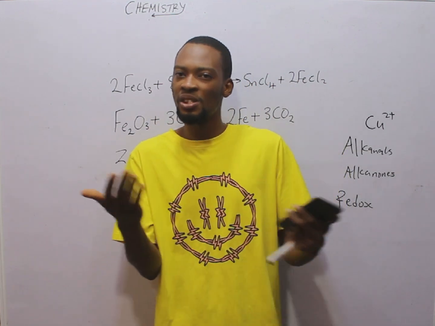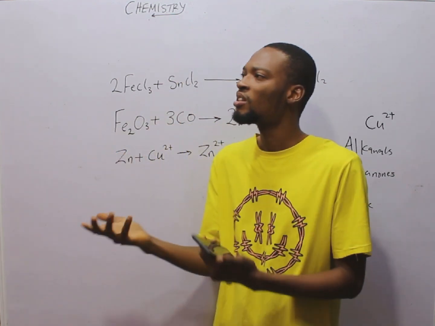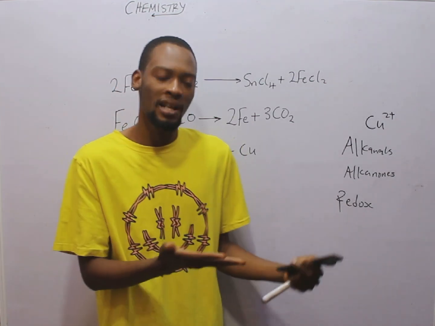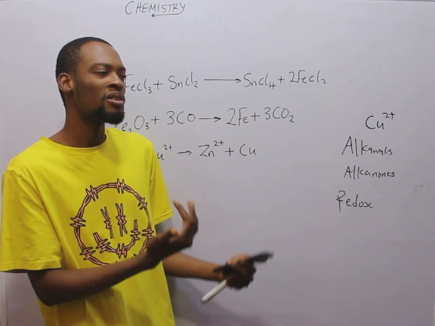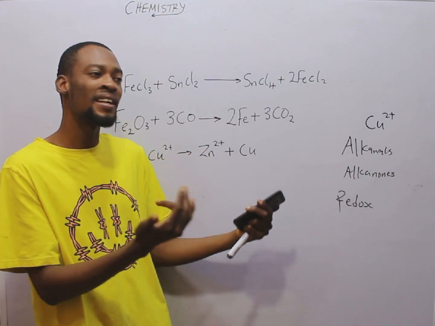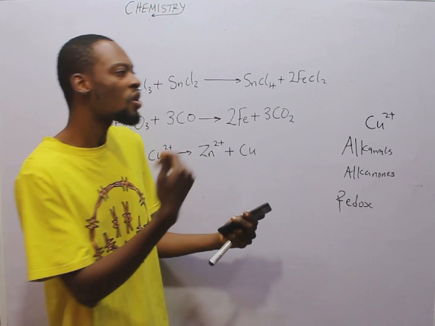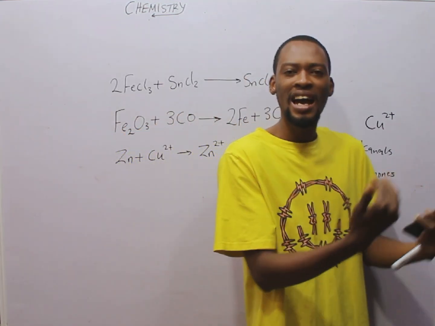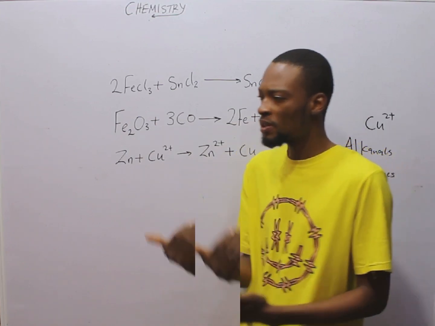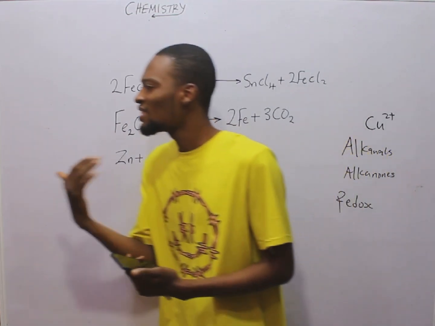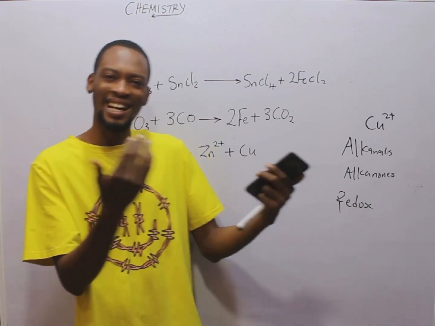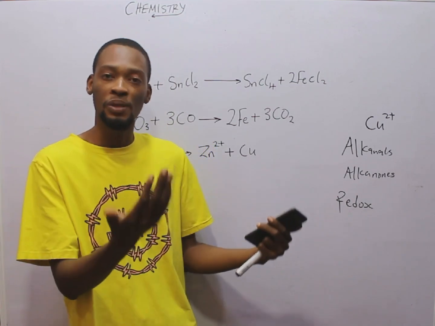Now, how about oxidation number? In oxidation, oxidation number increases, and for reduction, oxidation number decreases. How about addition of electronegative and electropositive elements? Oxidation is the addition of electronegative elements and removal of electropositive elements. Reduction is the removal of electronegative species and addition of electropositive species.